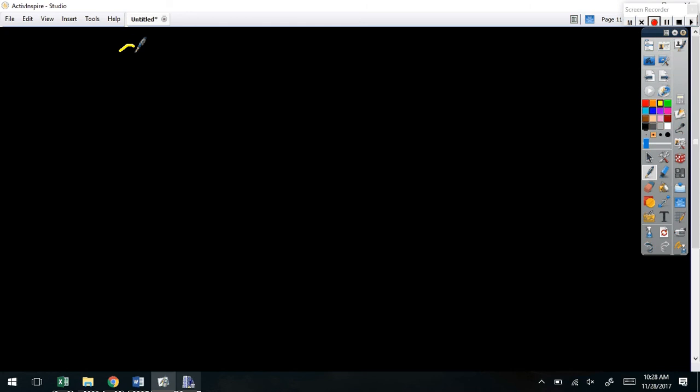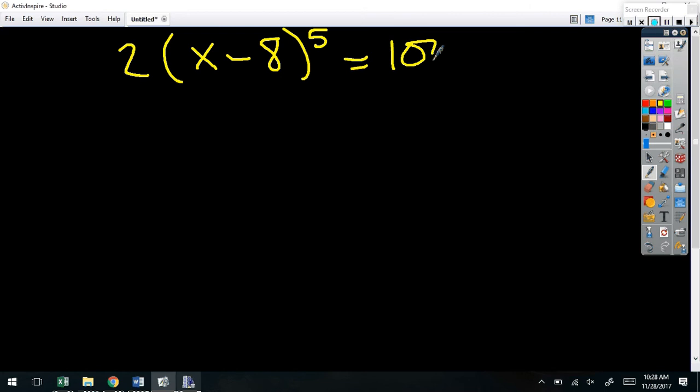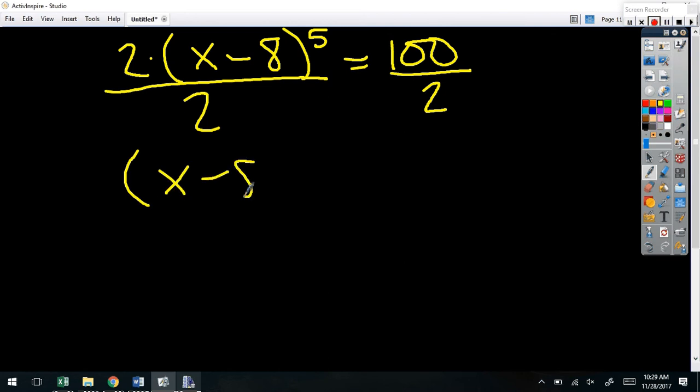Look at this one. 2 times x minus 8 to the 5th equals 100. You have to divide by 2 first, right? Because parentheses and exponents, those are last. So I need to take care of everything that sits outside of them first. Divide by 2, because this is multiplication there. All right, so I got x minus 8 to the 5th equals 50.